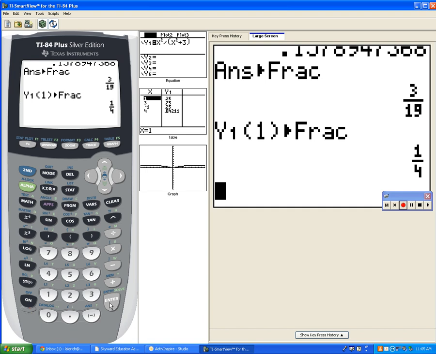Okay. The very first thing under the math menu is the option to write my answer as a fraction. Alpha 1, alpha 4 gives you a y. And then alpha F1, yeah, you're right, alpha F1 will also give you that one too. Okay? All right, so we're done there.